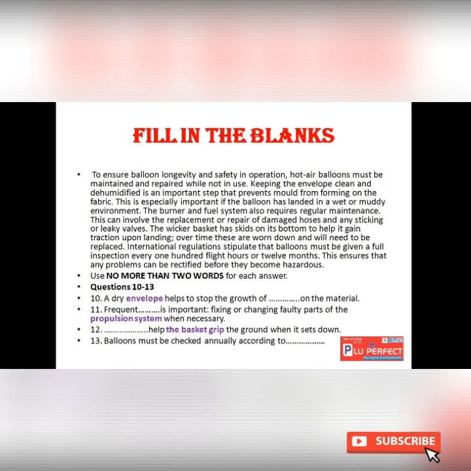Now in the 10th question, what I feel is envelope is the keyword. Then in the 11th question, propulsion system is the keyword, because for other words I can definitely have several synonyms. But for these two words I might not have any synonym, so the words will appear as they are in the paragraph also. So in my perception these are keywords. Then in the 12th question the keyword is basket grip. Well, in the 13th question I don't see any keyword, so I haven't underlined or highlighted any word.